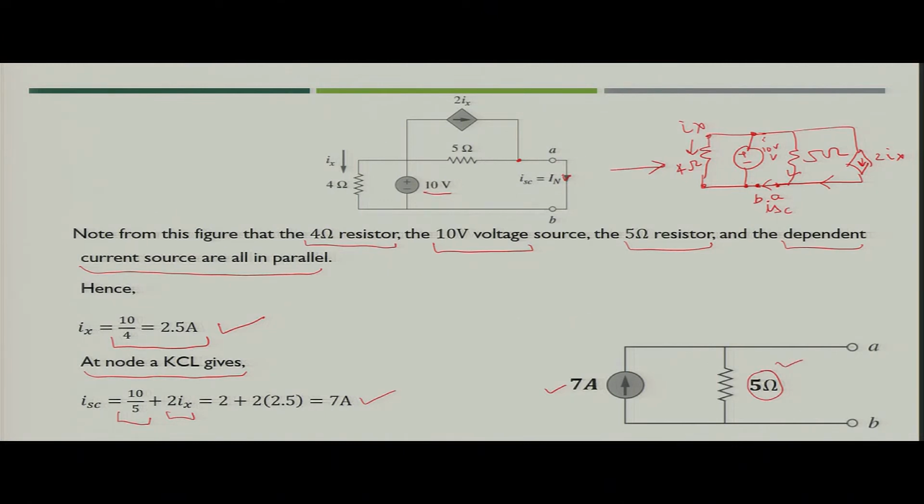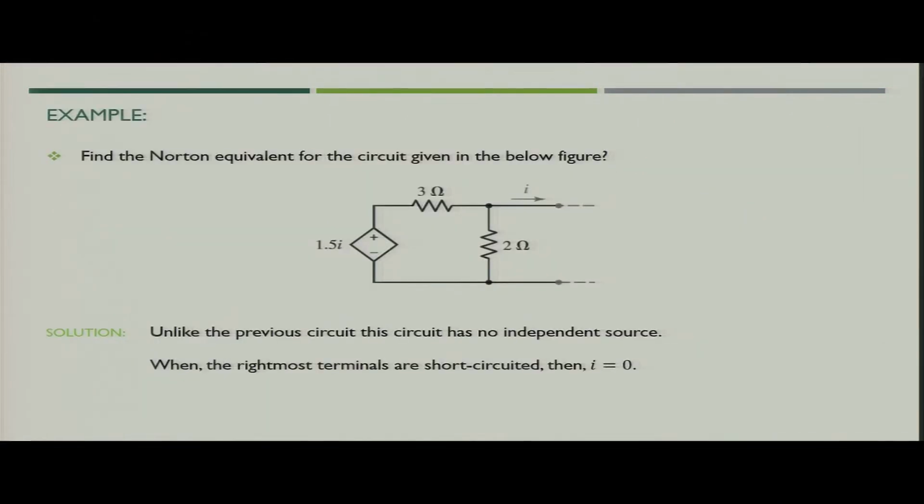So, with this way you can find out the Norton's equivalent of the circuit which was given in the example. Now, let us see another case which is different from our previous example. In this case, we need to find out the Norton's equivalent, but the important thing which we see here is that this circuit does not have any independent voltage or current source. So, what will happen in that case?